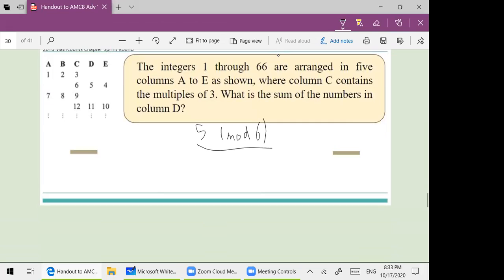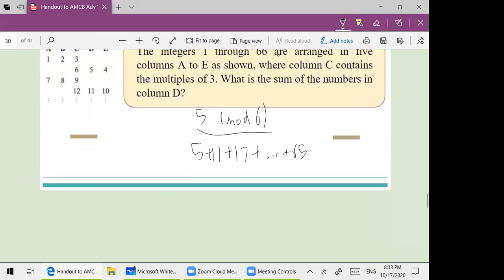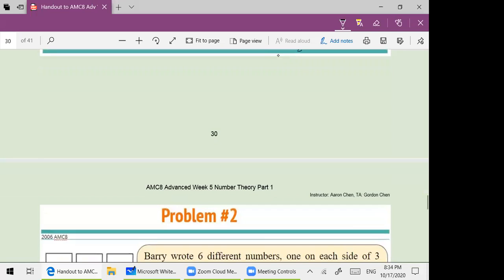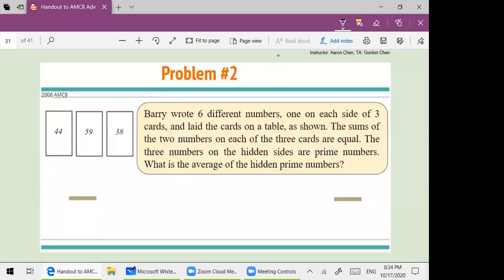So the sum is just 5 plus 11 plus 17 plus all the way to plus 65. And this is just 70 times 11 over 2 equals 385 by using the sum of the terms in an arithmetic sequence formula. And here's your next exercise.